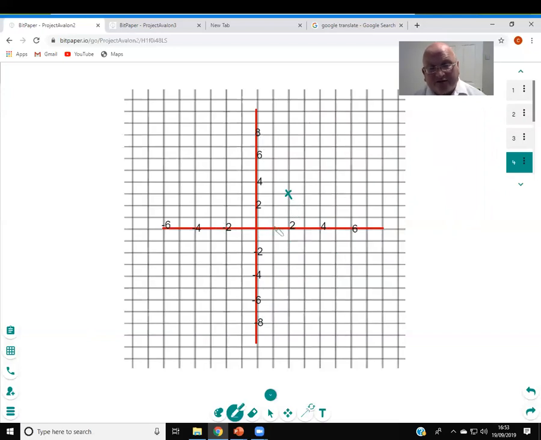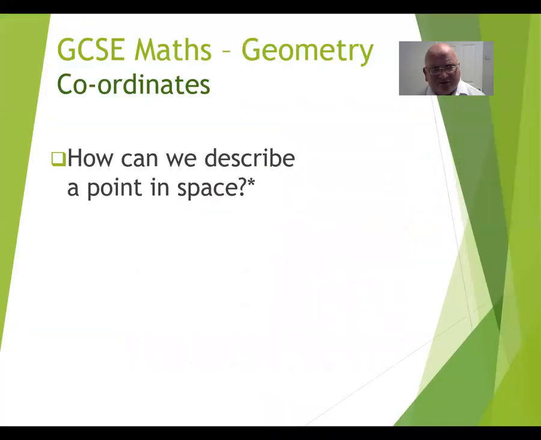We do this by counting 2 along and 3 up. The along number always goes first. So that's the point (2, 3). Now get yourself a bit of paper and draw a grid like that, and you can plot a point on it and see if you can work out what the coordinates are. Okay, that's coordinate geometry, which we use also in algebra, so it's very handy to remember how to do that.